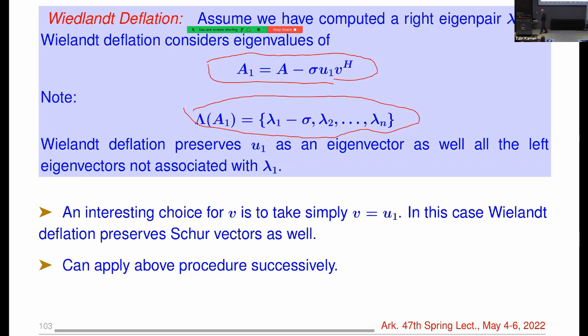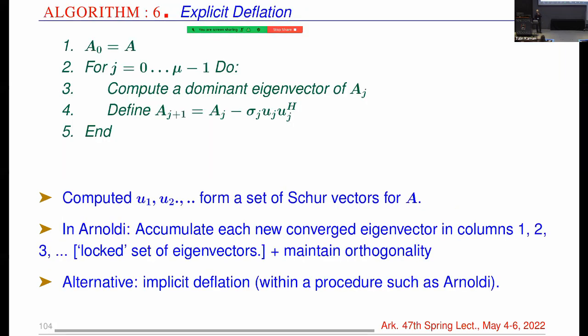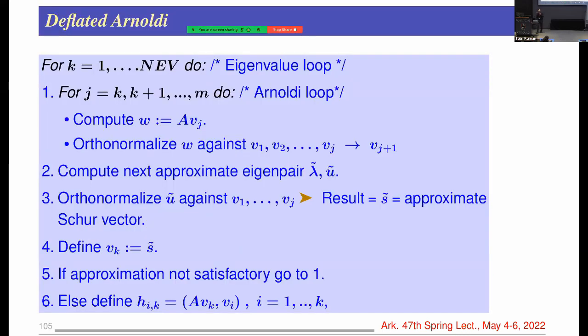So this is called Wielandt deflation. It's explicit deflation. You explicitly remove the eigenvalue lambda 1 so that it won't appear if you do the power method or whatever. So you could use explicit deflation in this form. You could put these in a set of columns, and that's explicit deflation. And that's what you get in the algorithm here if you modify it.